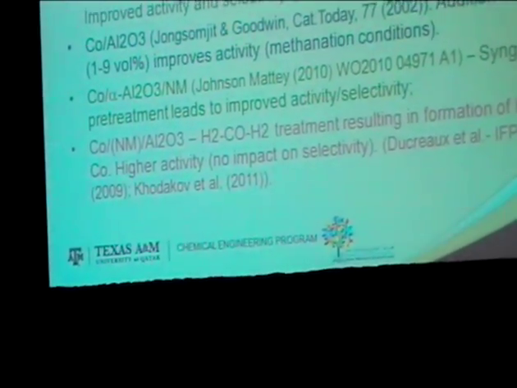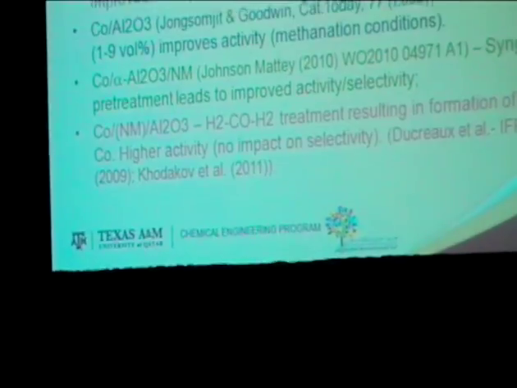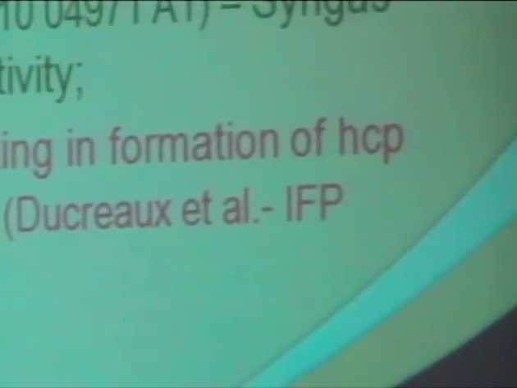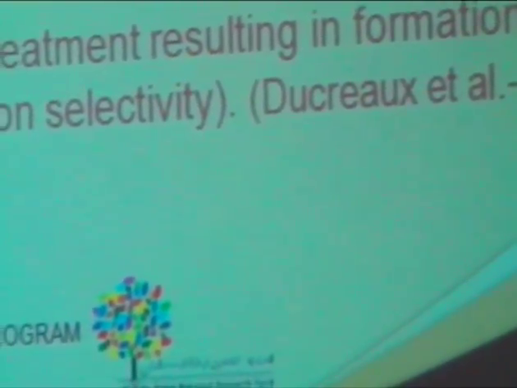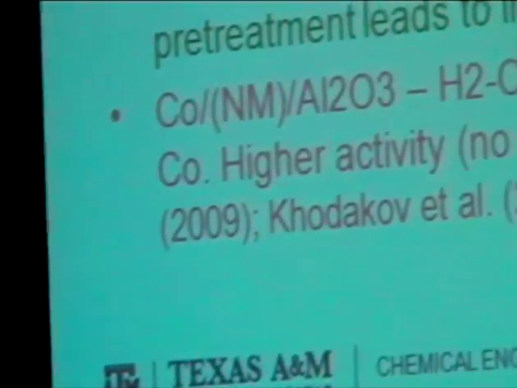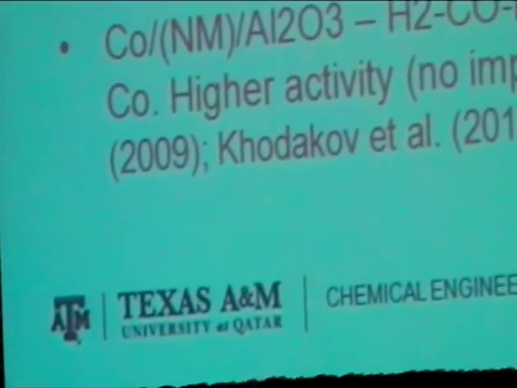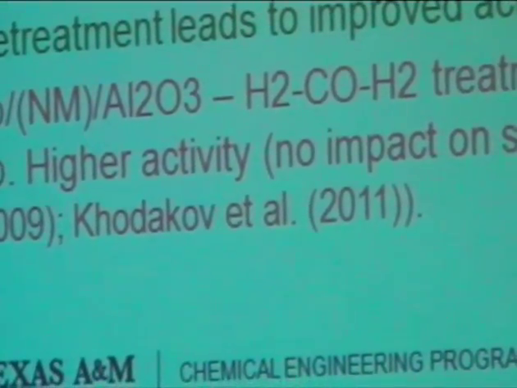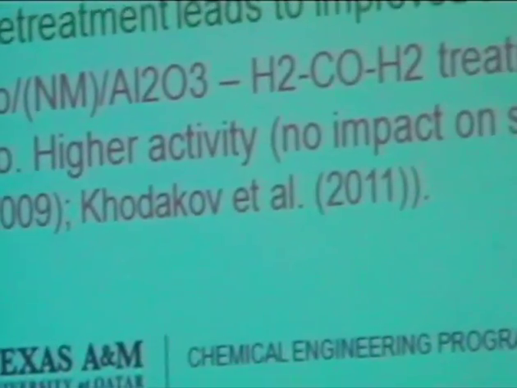And then we have work in France, where they use hydrogen reduction followed by CO to form carbide, and then hydrogen again, which presumably leads to formation of the hexagonal form of cobalt, while normal hydrogen reduction gives primarily FCC cobalt, and that was found to give higher activity and no changes in selectivity. So you get a better, more active catalyst. That gives some examples that maybe indicate using CO is not so bad a thing after all.